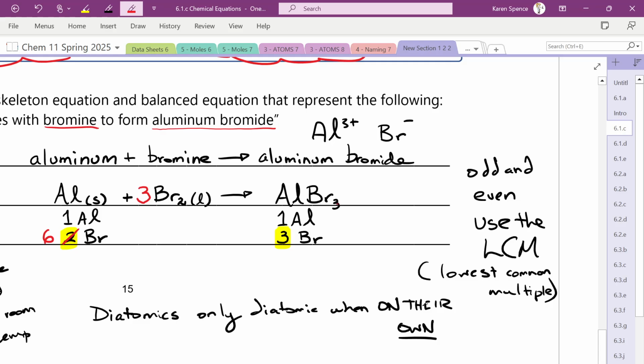And if I want 6 on the right, I am going to multiply this whole thing by 2, which changes the bromine to a 6, but it also changes the aluminum to a 2. So do I need to do anything else to finish balancing this? Yeah, we need to put a 2 here in front of the aluminum, and that means we have 2, 2, 6, 6, check, check. Everybody's balanced. Okay?